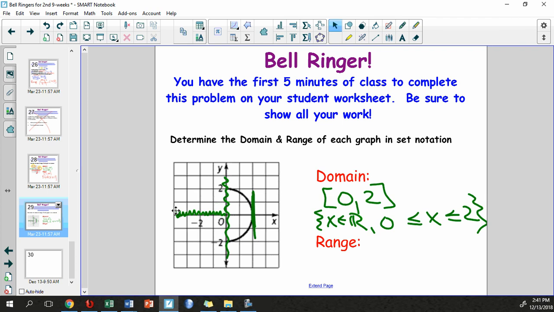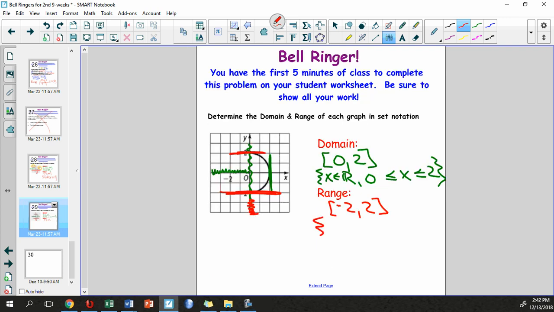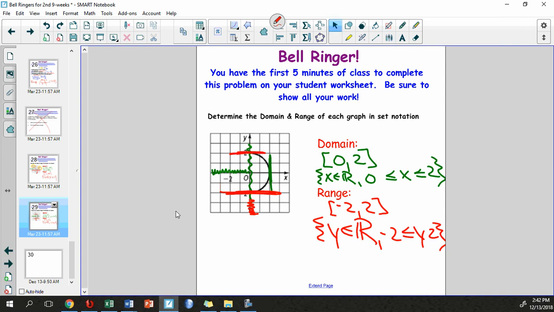And then my range, I'm chugging along on the y. I'm going to run into it at -2. And I'm going to stop running into it at +2. So again, set notation, y is in the reals because it's the range, and it's trapped between +2 and -2. Common Quarterly Assessment test will be this week. Extra credit if you get it all done.